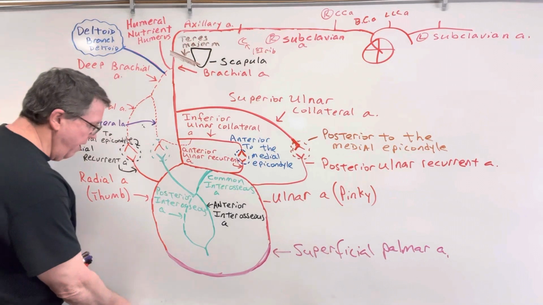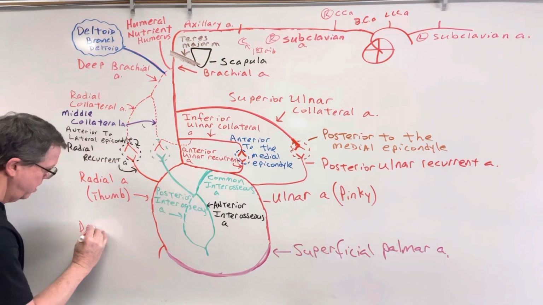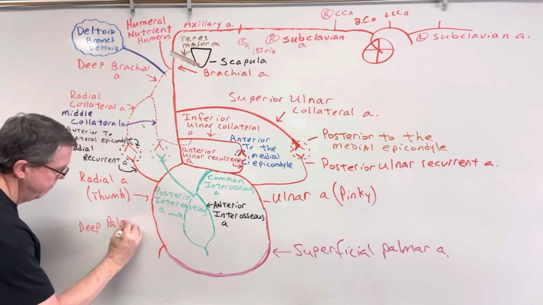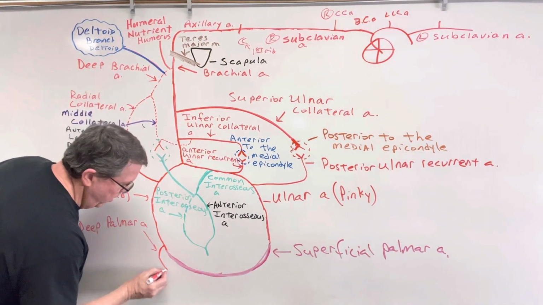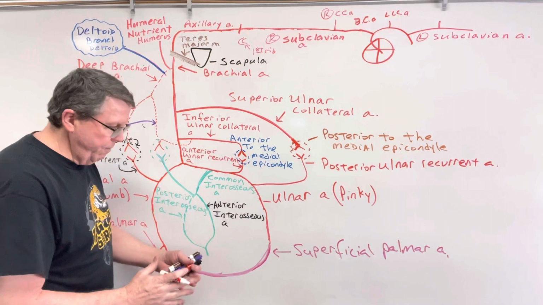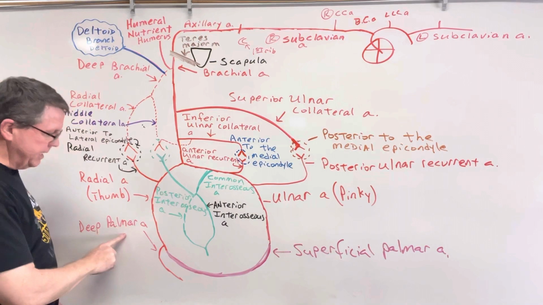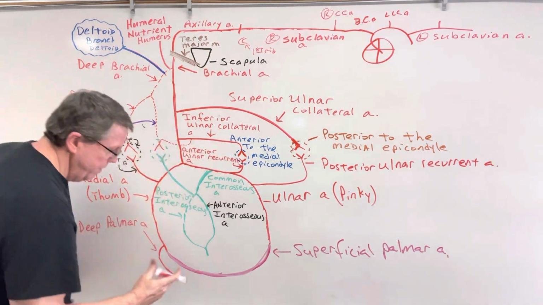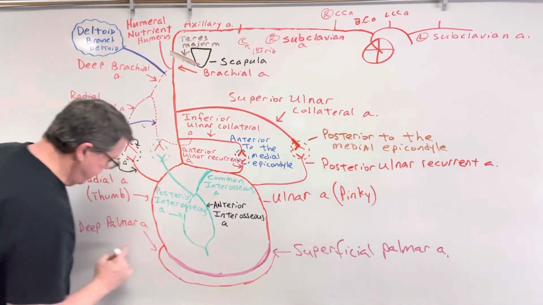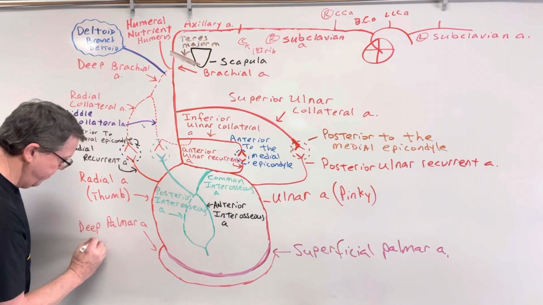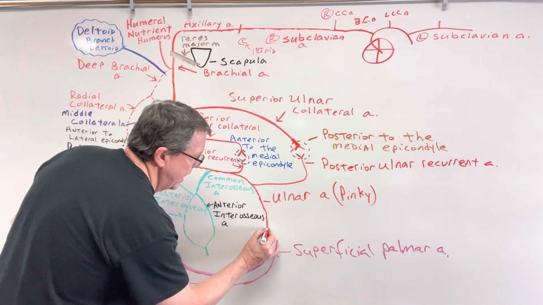And then coming off of my radial artery, I'm going to have something called the deep palmar artery right there, and it's going to come around. And now this is deep. When I say superficial, it means it's going to be on this side, closer to the palm. When I say it's deep, it's going to be closer to the back of the hand. So this is going to come around here, and then over here, this is the deep palmar artery of the radial artery. I'm going to just put RA for radial artery.